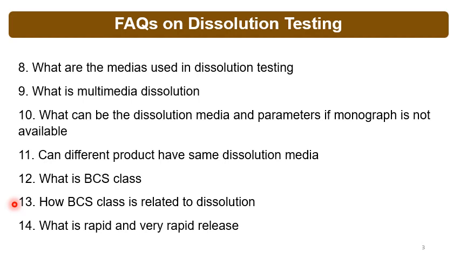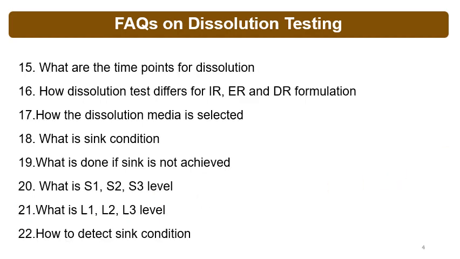What is rapid and very rapid release? So generally rapid release is the more than 85% release in 30 minutes for the IR formulation, and if the release is more than 85% in 15 minutes, then it will be called a very rapid release.